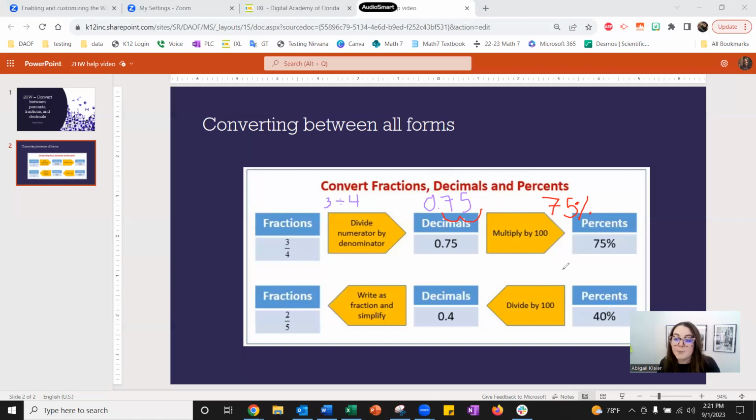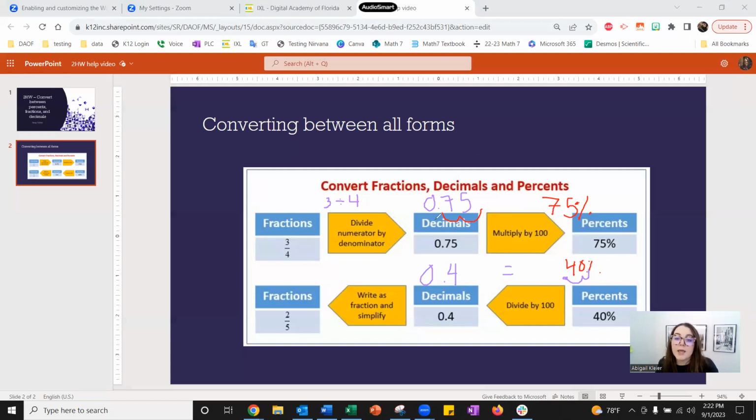Now let's talk about working backwards. What if we want to convert a percentage, like 40% to a decimal? Well, if we convert a decimal to percent, we move the decimal 2 spaces to the right. So percent to decimal is the opposite. So instead of going to the right, we're going to move those decimal spaces to the left. 1, 2, plot that decimal point. So in this situation, 40% is equivalent to 0.4.